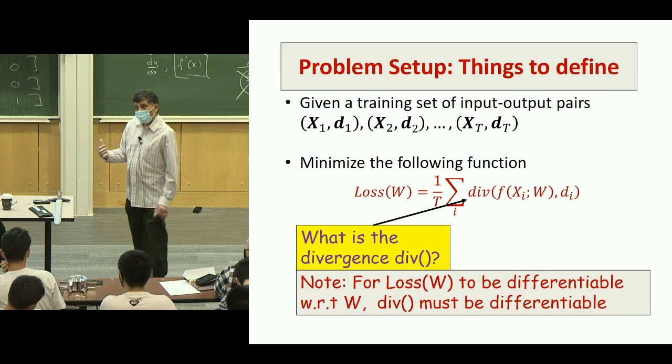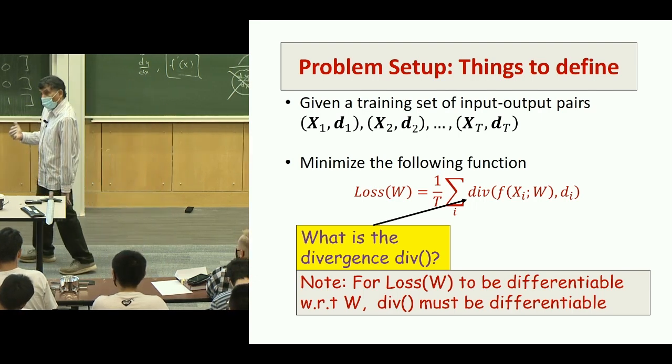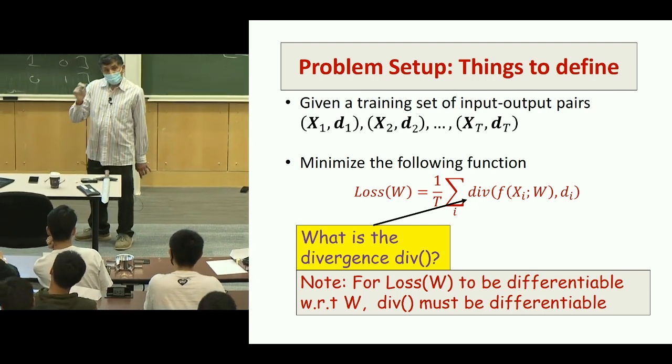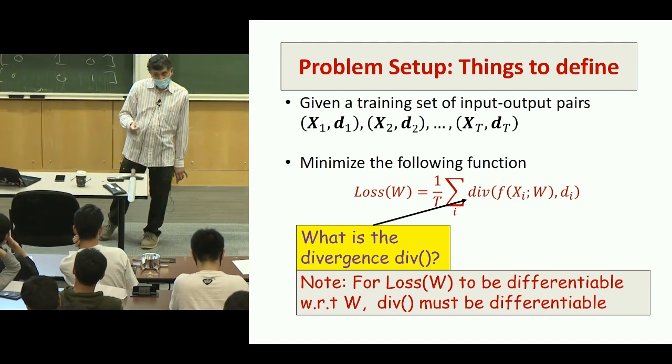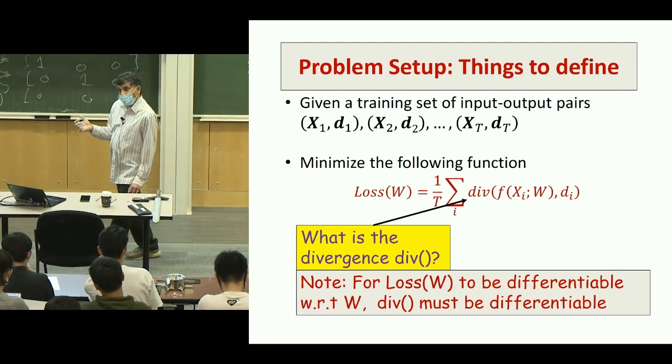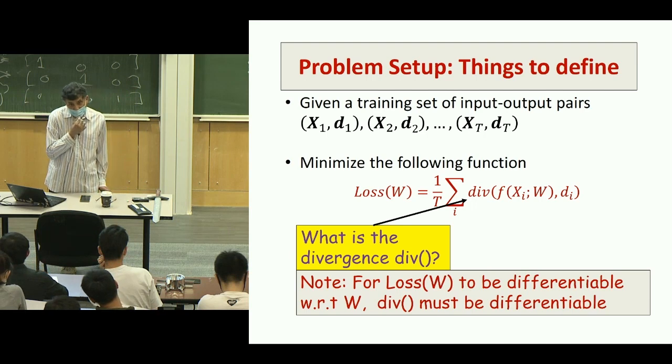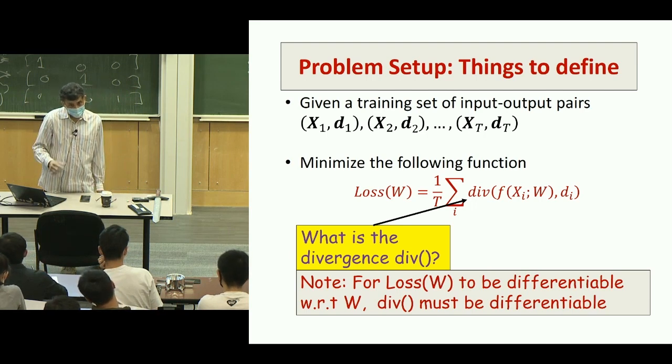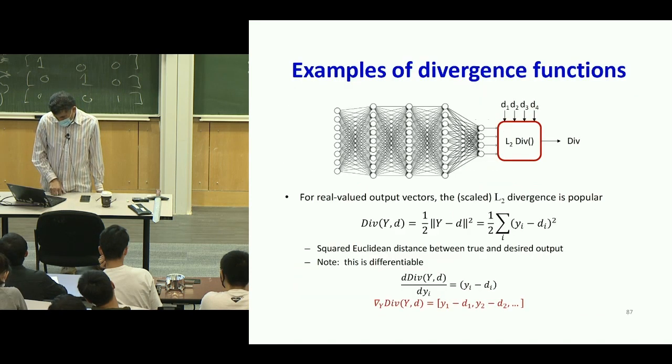Differentiability is not a standard property of divergence functions. It's not required. But in our case, we want it to be differentiable because otherwise we will not be able to compute the derivatives required for gradient descent. So it's very important for the divergence function to be differentiable.